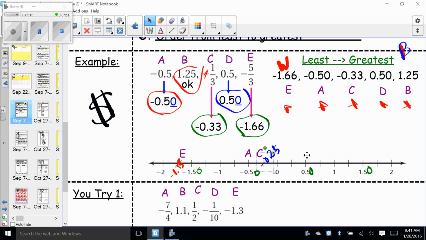All right. And then we're going to go into the positive range, which is positive 50 cents. And then finally we have $1.25. Now that's a really easy one to see because it lands right on this nice line there. So $1.25. So that's how we would order rational numbers.